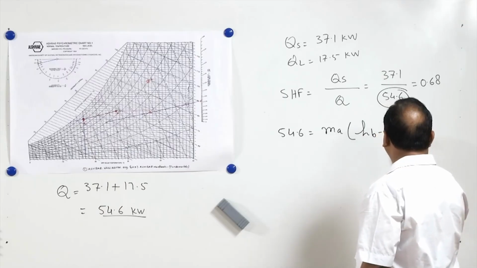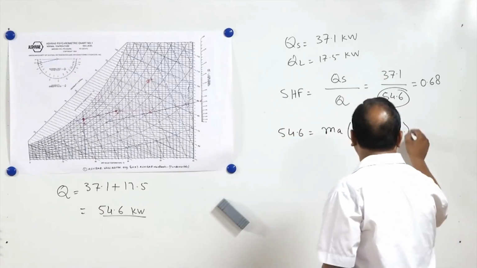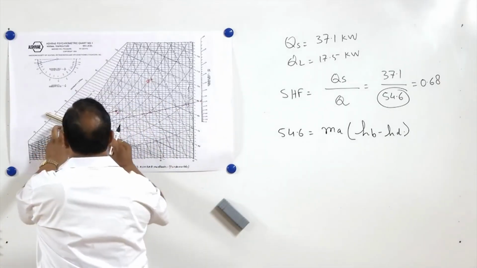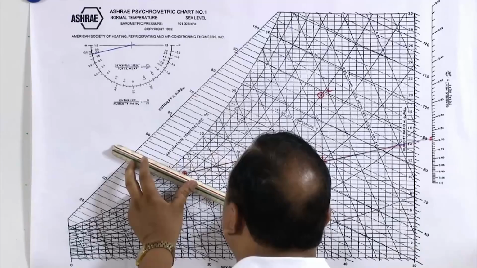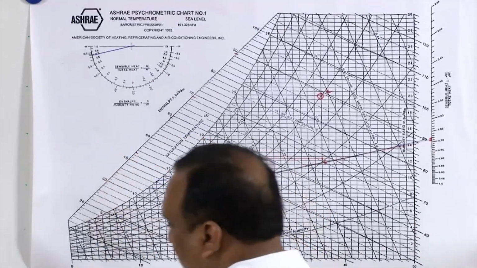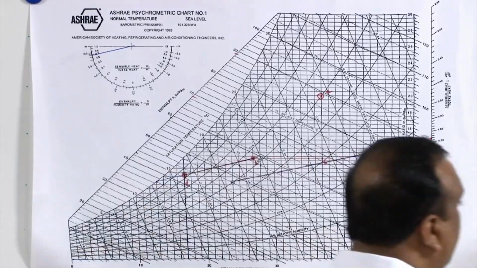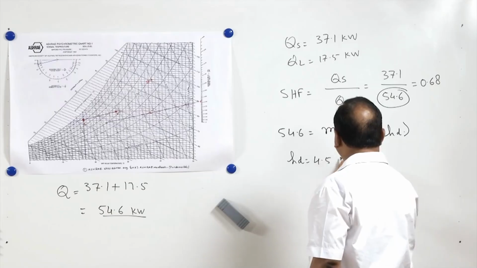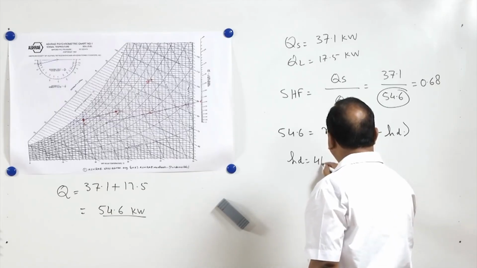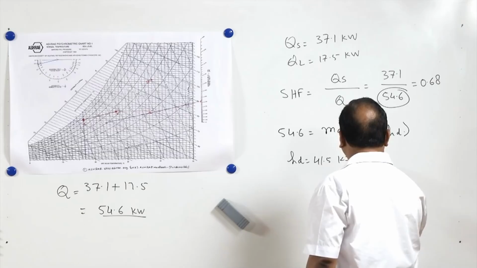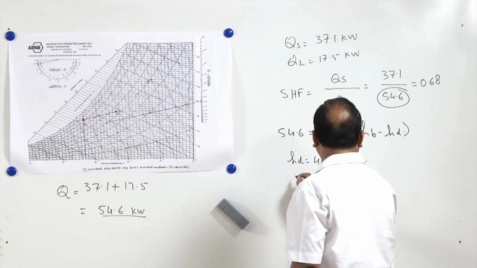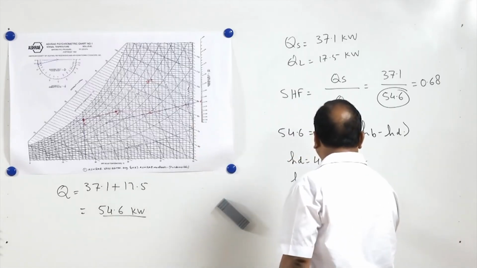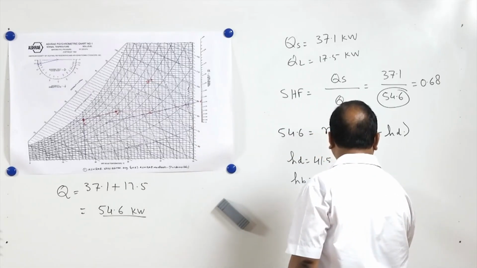HB minus HD. Now, HB is already calculated, we have taken 59, and HD is approximately 41.5 kilojoules per kg, and HB is 59.0 kilojoules per kg.